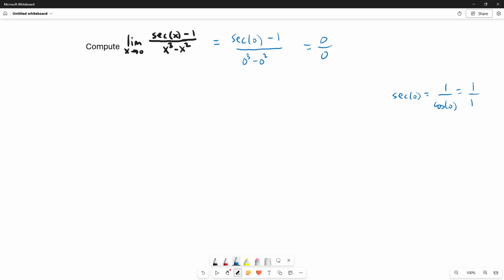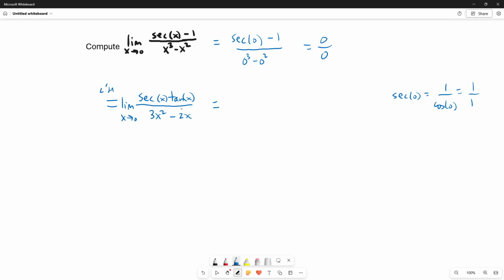So we get the 0 over 0 indeterminate form, and L'Hopital's rule says then that this limit is equal to, and we take the derivative of the top and the bottom separately. The derivative of the top, the derivative of secant x, is secant x times tangent x, and the derivative of the bottom is 3x squared minus 2x by the power rule. And there should have been written here, limit as x approaches 0.